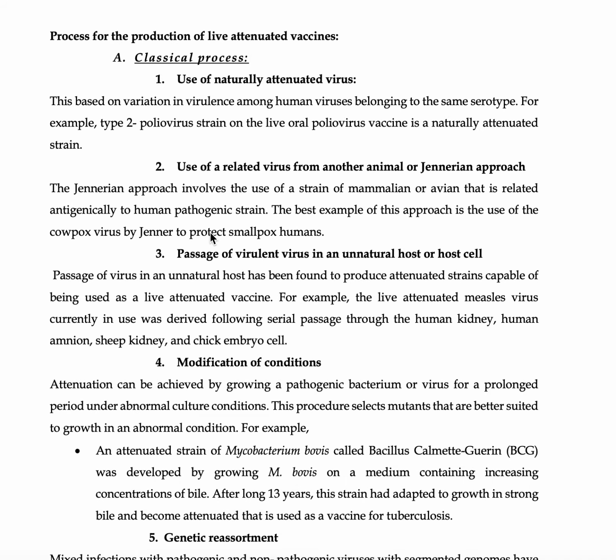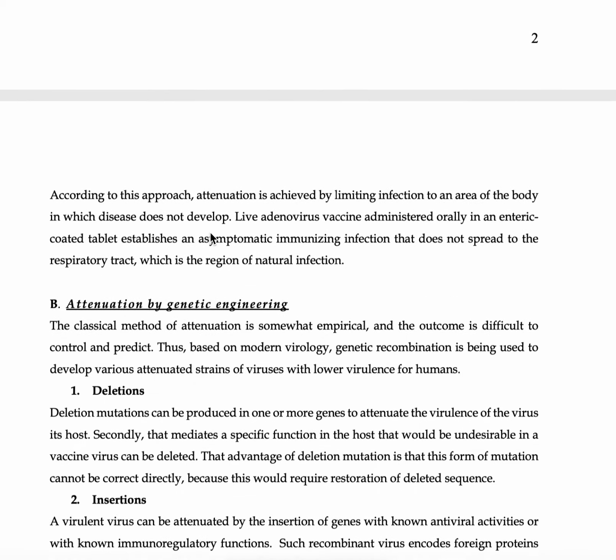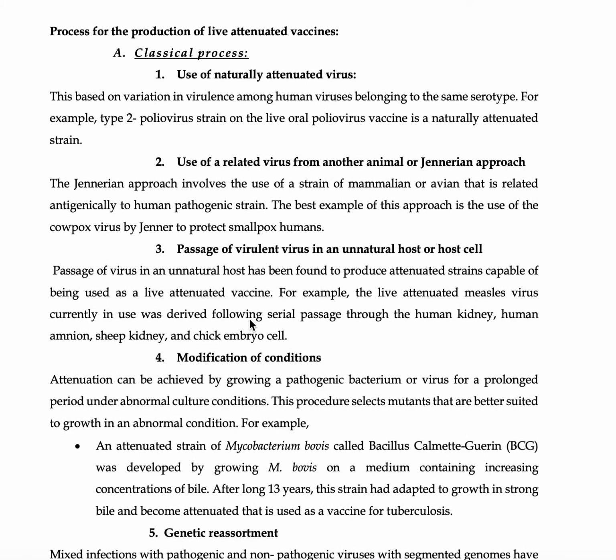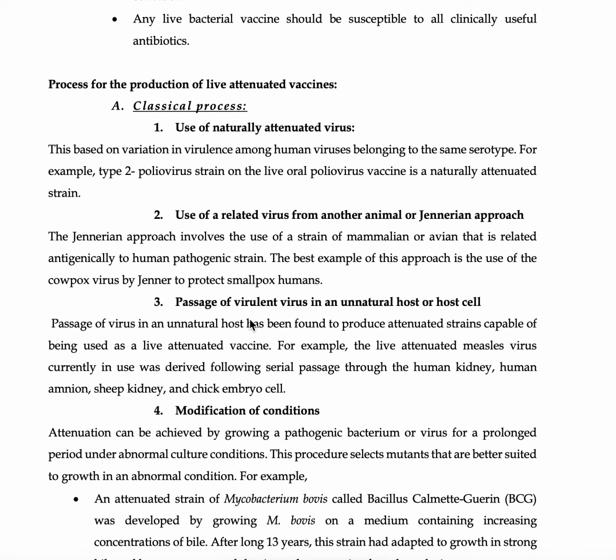Okay, so these were some required characteristics of an ideal live attenuated vaccine. Now I'll talk about the approach or process by which we can develop a live attenuated vaccine. There are two types of approach: the classical approach and the modern genetic engineering approach. I'll discuss these approaches in the next video.